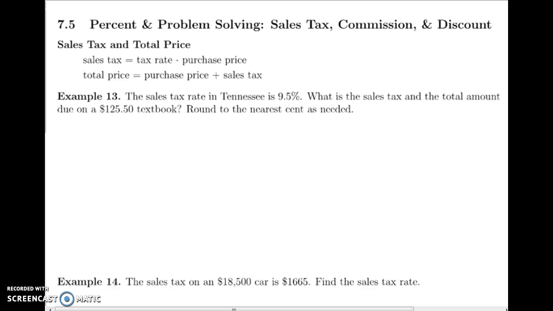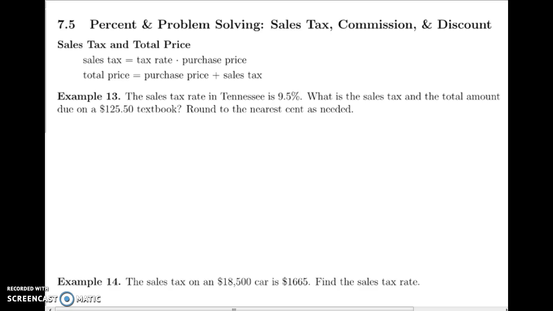Now, we already did example 13 in class on Thursday, but I'm just going to do it super fast. You might go ahead and fast forward a little bit if you want. Okay, so the sales tax rate in Tennessee is 9.5%. What's the sales tax and total amount due on a $125.50 textbook? Round to the nearest cent as needed.